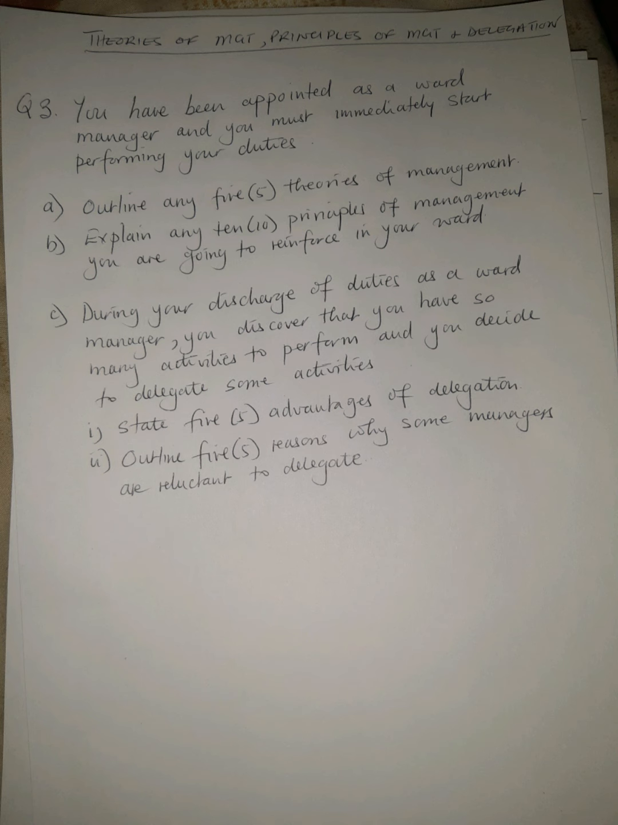Then the third one is scalar chain or chain of command. Scalar chain refers to the chain of superiors ranging from top management to the lowest rank. The principle suggests that there should be a clear line of authority from top to bottom, linking all managers at all levels. It is considered a chain of command. You will reinforce this principle by explaining to your subordinates about the ward management structure so that everyone can understand the structure.